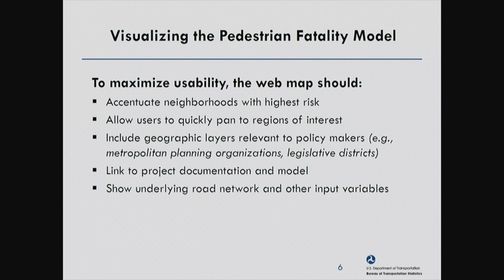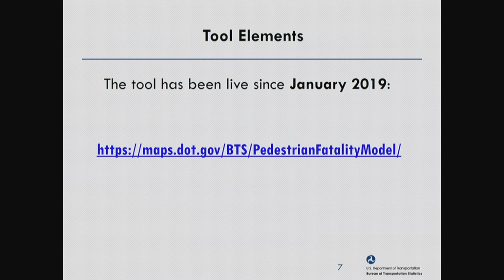And some of the considerations that went into this map, and then I will highlight how some of these show up in the app itself, were to accentuate neighborhoods with the highest risk, allow users to quickly navigate across the country, include other geographic layers that would be of relevance to policymakers, like metropolitan planning organizations and legislative districts, provide links to the project documentation for those who are interested in reading the full paper, and then also show the underlying road network and input variables. The tool's been live since January 2019. The link is here. It'll be included in my presentation as well.